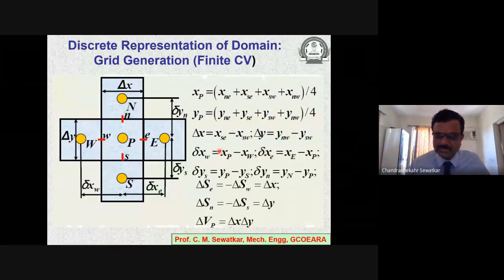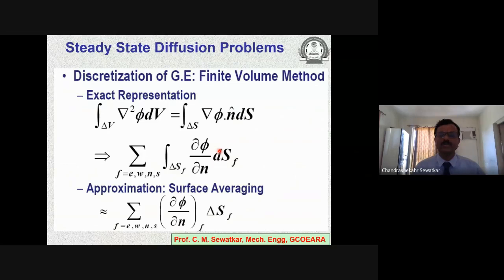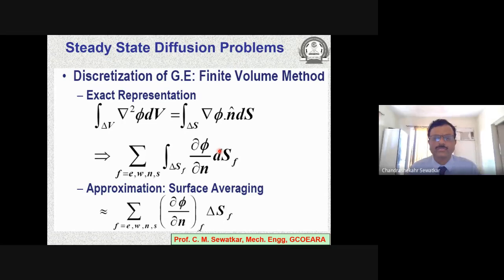So let's proceed. So this was the discretization of a domain. Now we will consider the equation and we will discretize the equation also. What is discretization of the equation? Discretization of the equation is to convert either the partial differential equation or the whole integral form of the equation into that of an algebraic equation. Here we are going to make use of the finite volume methodology to do that.